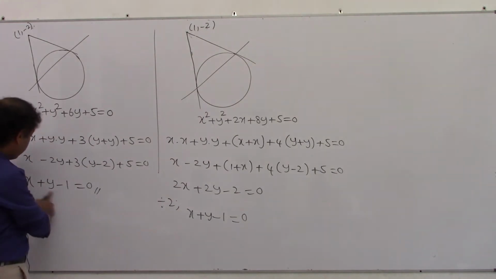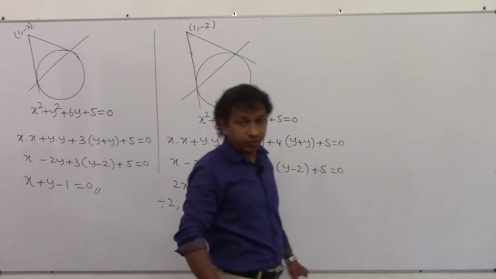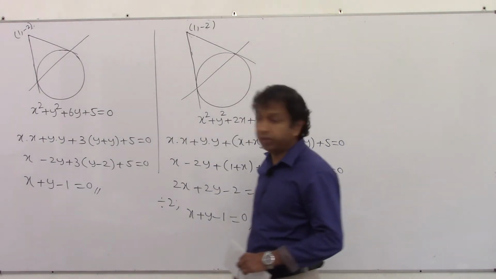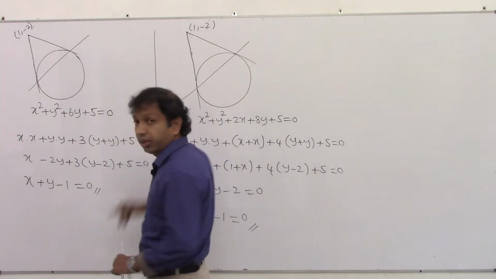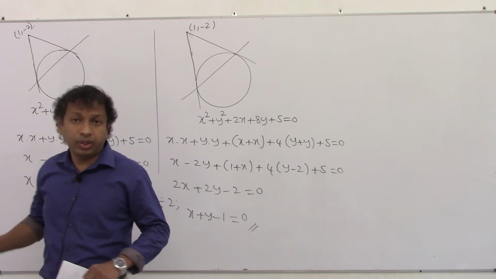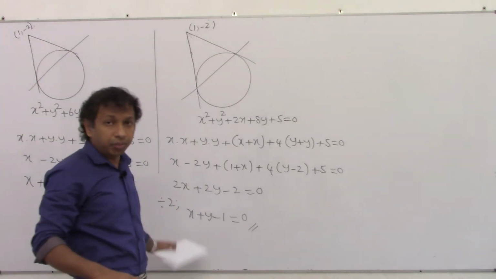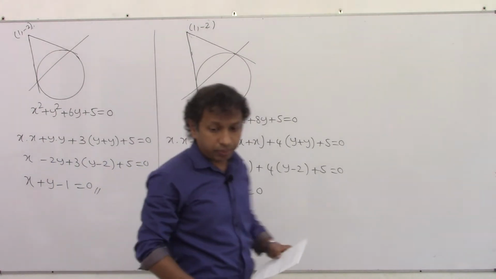See, here we get the same equation. So therefore, the chords of contact coincide. From this point to this circle and from the same point to this circle, the chord of contact of the tangents drawn is the same. Therefore, the chords of contact coincide with each other.